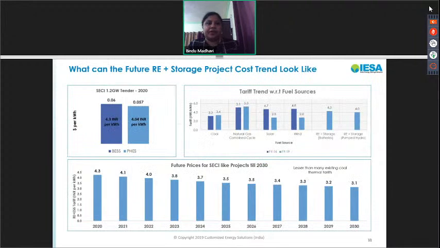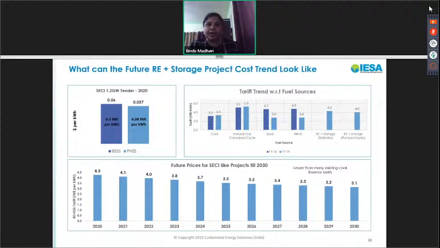So this is what I'm talking about, the SECI 1.0 gigawatt tender which came in 2020, along with the RE plus storage kind of project released by SECI. There was a cost of 4.3 rupees per kilowatt hour for BES, and for PHS it is 5.7 per kilowatt hour, versus 4.04 rupees per kilowatt hour. You can see a very slight difference between these two.